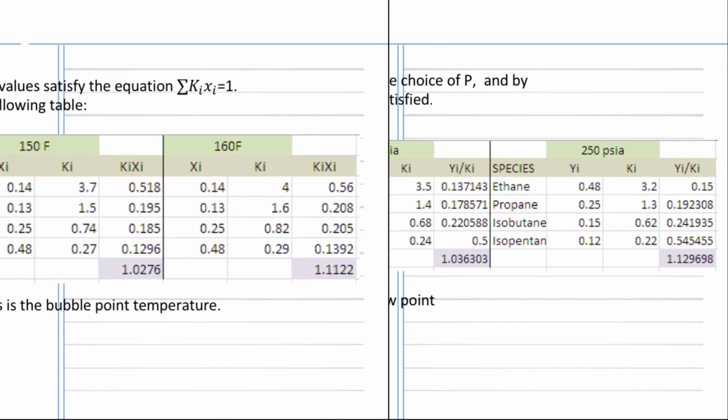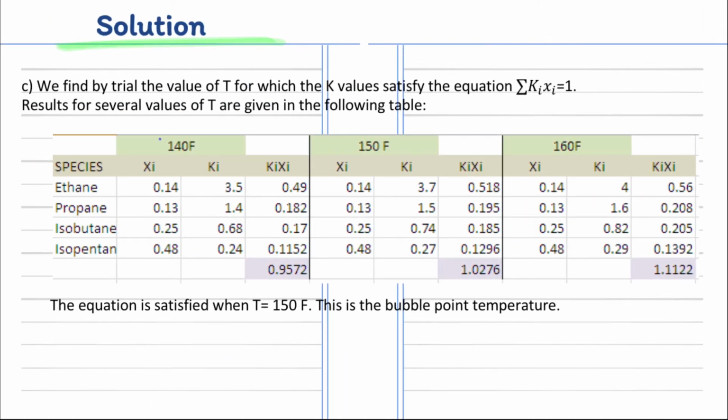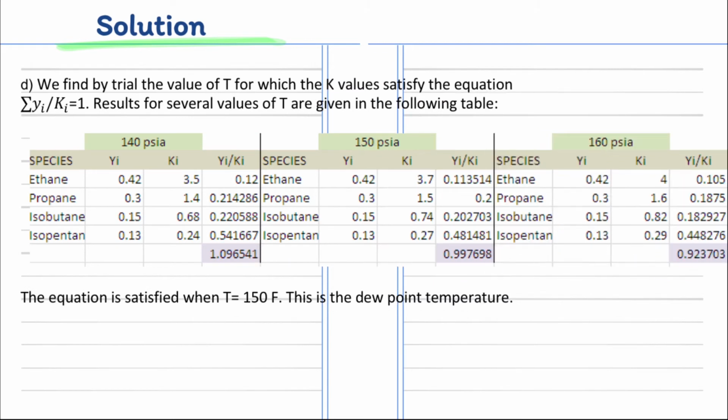Furthermore, to find the bubble point temperature at 220 psia, the same process in solving the unknown in letter A is applied. As can be seen below, the equation of the summation of x times K is satisfied when T is equal to 150 Fahrenheit. Lastly, to find the dew point temperature at 220 psia, the same process in solving the unknown in letter B is applied. It can be seen also that the equation of the summation of y over K is satisfied when T is equal to 150 Fahrenheit.